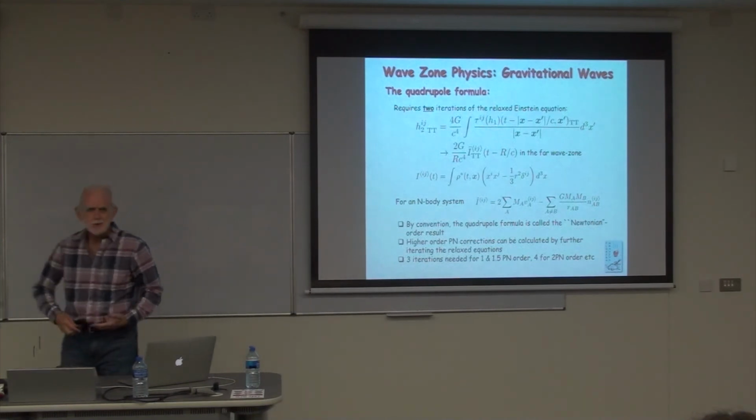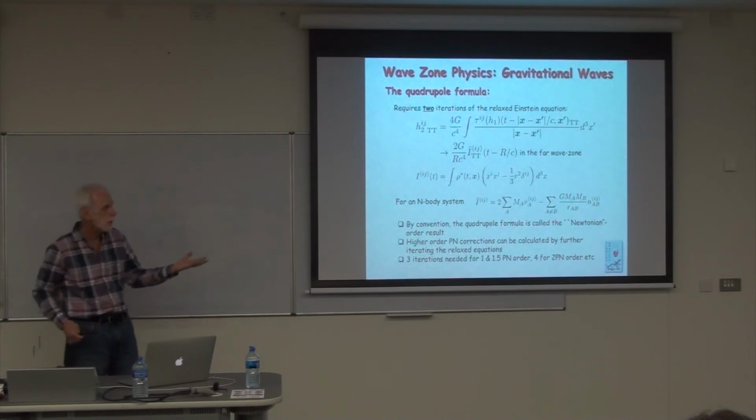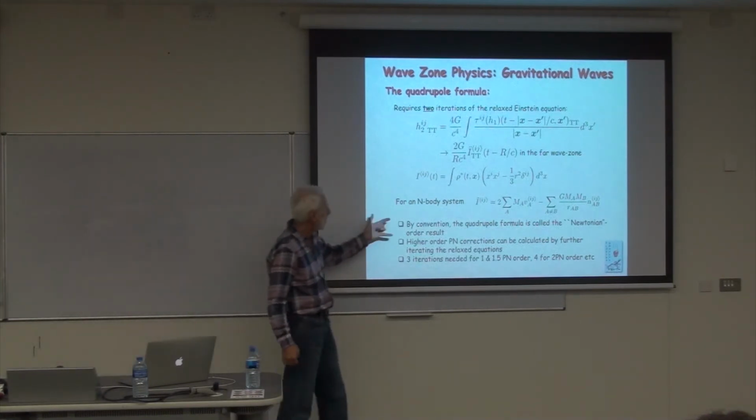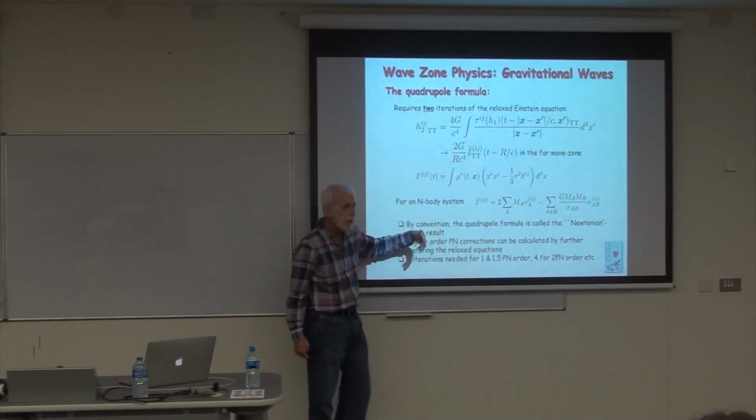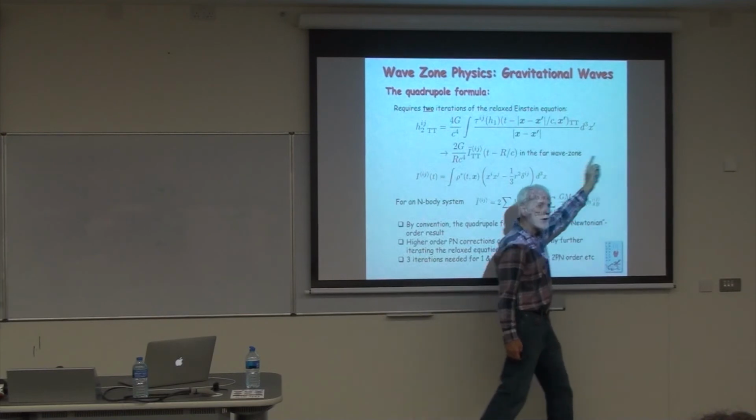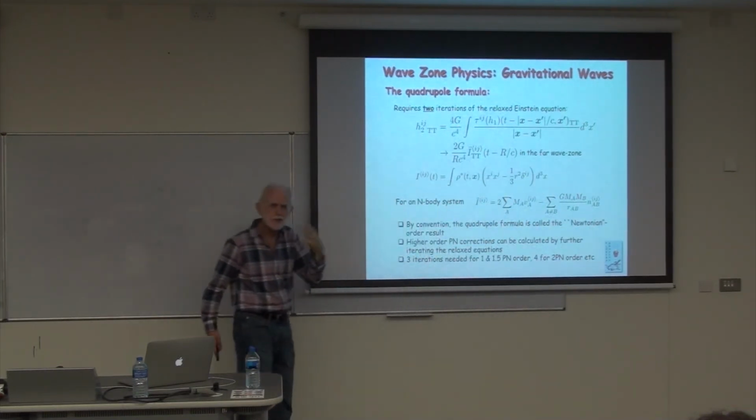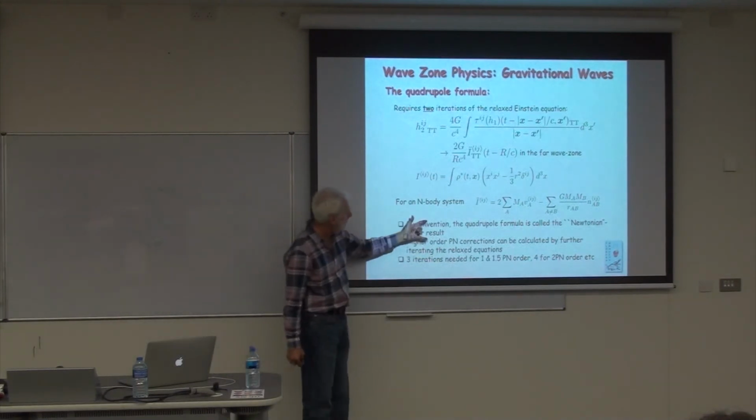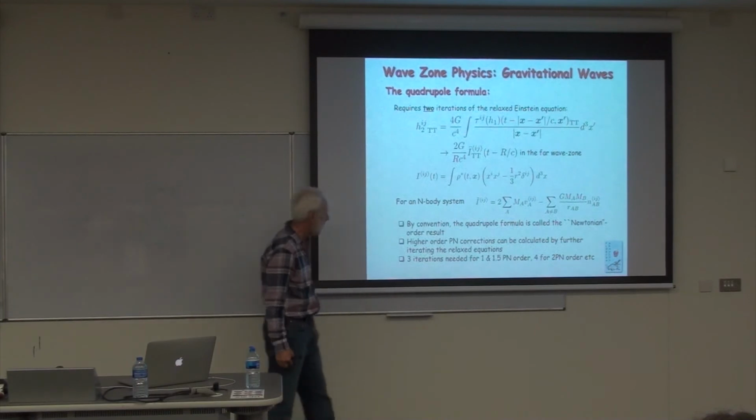This quadrupole formula, this very simple formula, this lowest order approximation, is often called the Newtonian order result. Even though, of course, Newtonian theory doesn't predict gravitational waves at all, there's nothing Newtonian about it, but it's become a convention to call this the Newtonian order result because we now have post-Newtonian corrections to these formulas, all the way up to 3.5 post-Newtonian order. So it's just a nice convention to start somewhere, and so we just call this the Newtonian order result for gravitational waves.